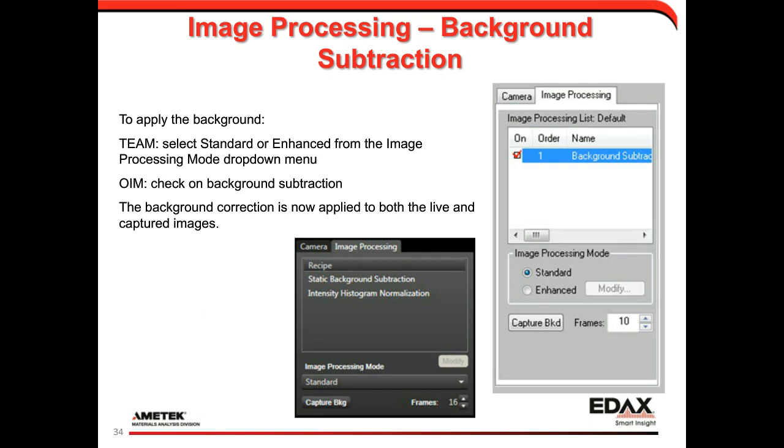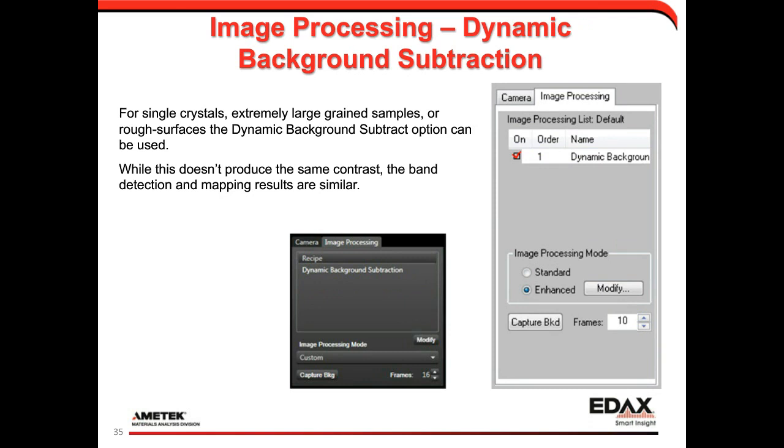Our other common background is called a dynamic background. This background is important to use for some different samples. The dynamic background is basically a blurring filter, and this is best on either extremely large grain samples or for single crystals. Also, sometimes it works on rough surfaces, but we usually don't want rough surfaces because, again, there are other issues with rough surfaces in EBSD. So dynamic background: single crystals and extremely large grains.